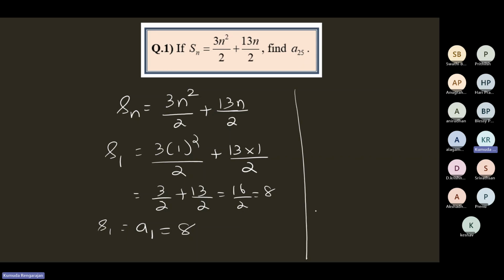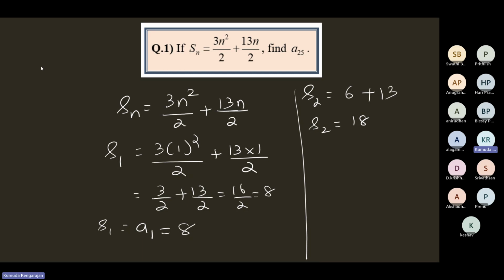In the same way, we'll find S2. So it'll be 2 square, 4. 4 3s are 12. 12 by 2, 6 plus 13 into 2. So 2 and 2 will get cancelled, right? When n is 2, 13 into 2, so 2 and 2 get cancelled, so 13. So S2 is equal to 18.